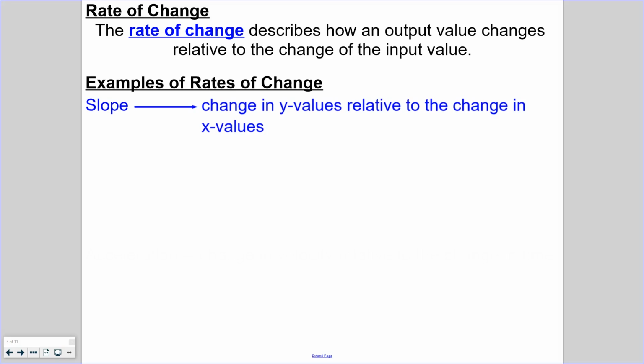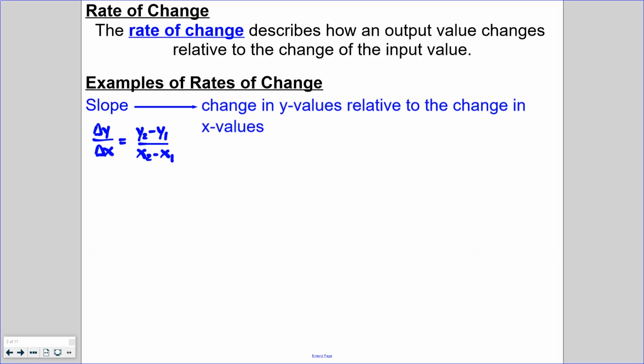And let's just quickly examine slope. Remember, we know that slope is the change in y over the change in x, which is y2 minus y1 over x sub 2 minus x sub 1. Again, change in the output with respect to the change in the input.